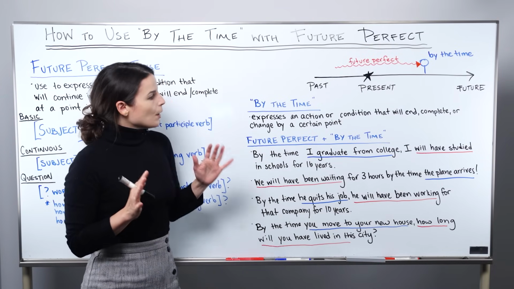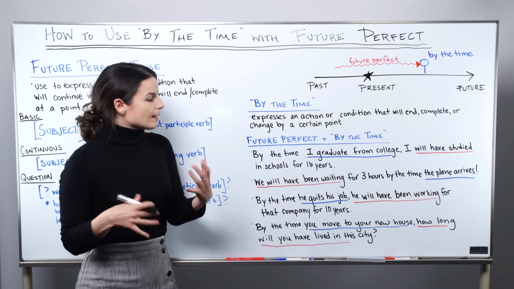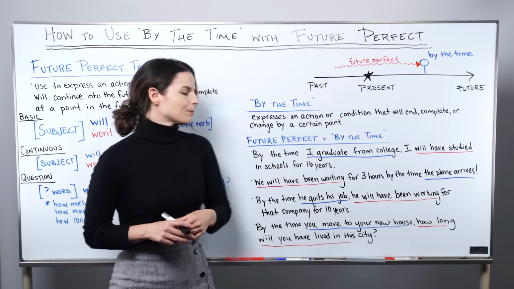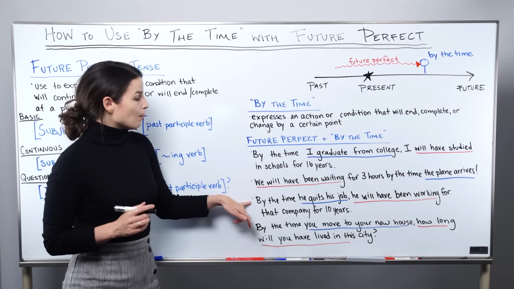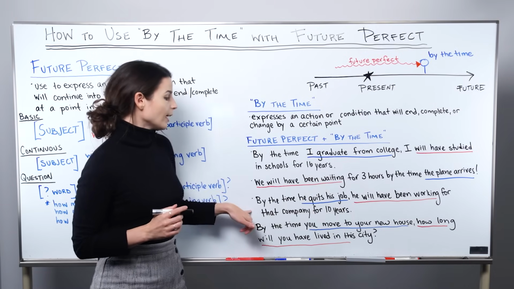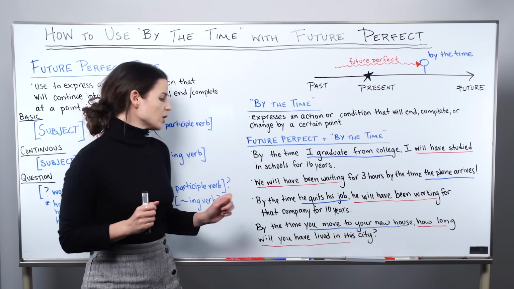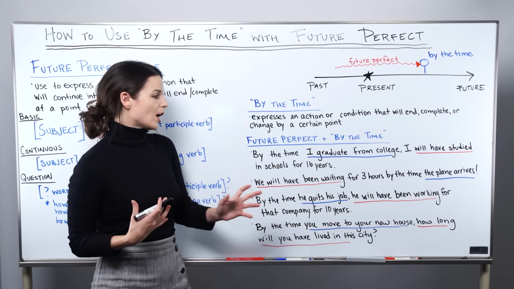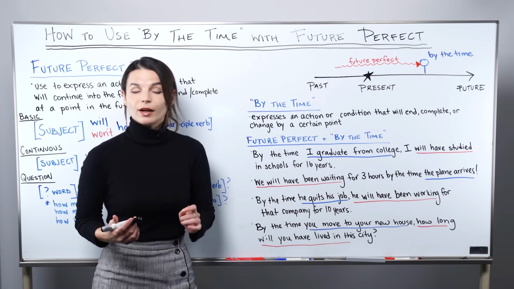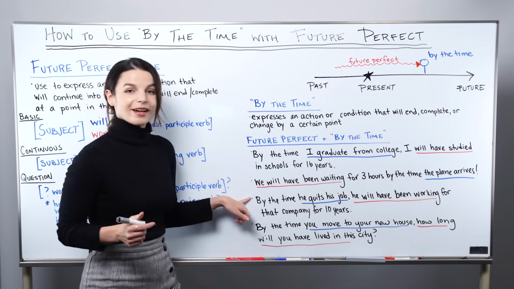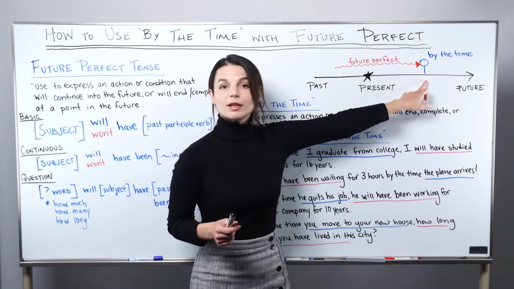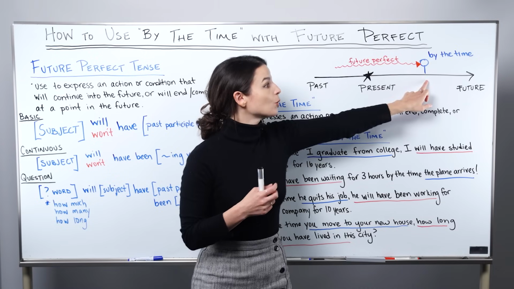Okay? So let's look at one more example sentence, and then I want to talk a little bit about some interesting grammar that we see in these examples. So let's look at this next one. By the time he quits his job, he will have been working for that company for 10 years. Once more, by the time he quits his job, he will have been working for that company for 10 years. Okay, so in this sentence, we have our by the time at the beginning again. So here is our future point. By the time he quits his job.